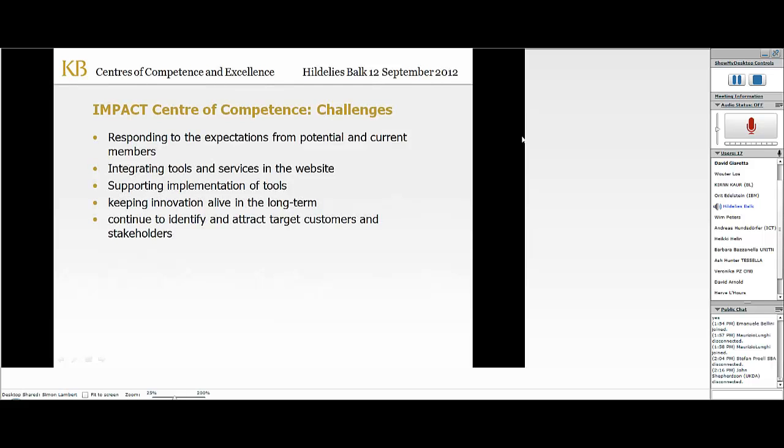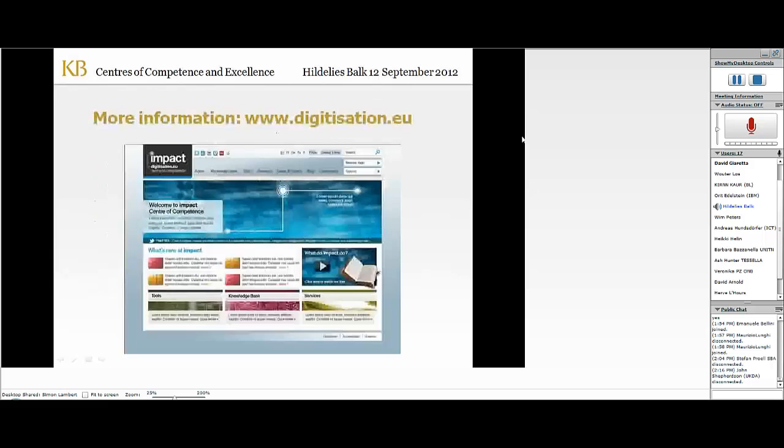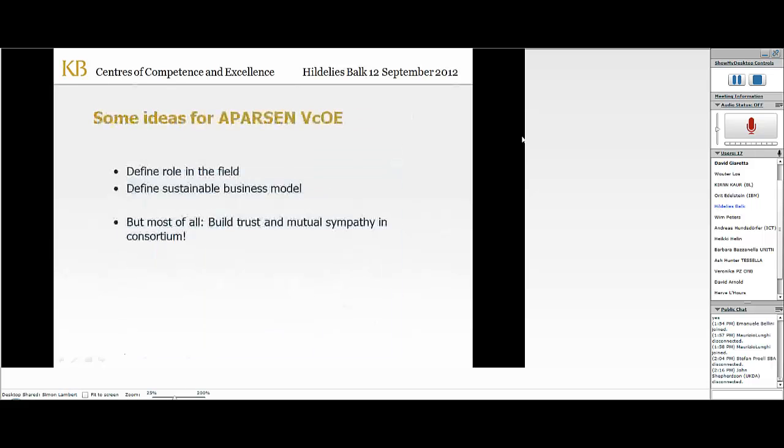In this project that we have got funding for, I hope that we can address that issue also, really evangelize a little bit and give support. To keep innovation alive is also part of our mission. Not only implement what is there, but also stimulate innovation. That's why we're going to organize contests around data sets, seeing what's the best segmentation, what's the best UI, that sort of thing. And of course, to continue to identify and attract new members, customers, stakeholders. Next, please.